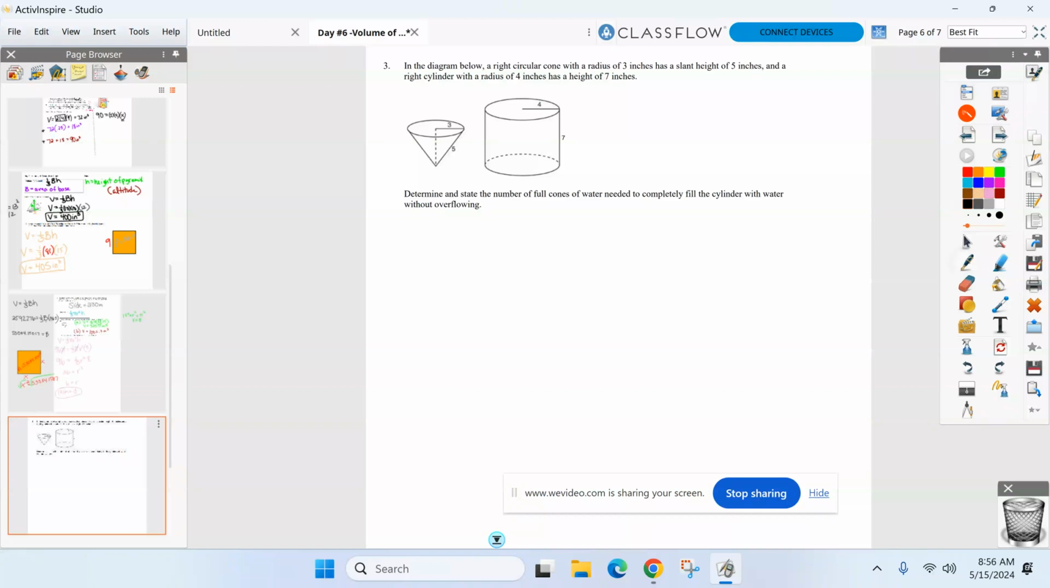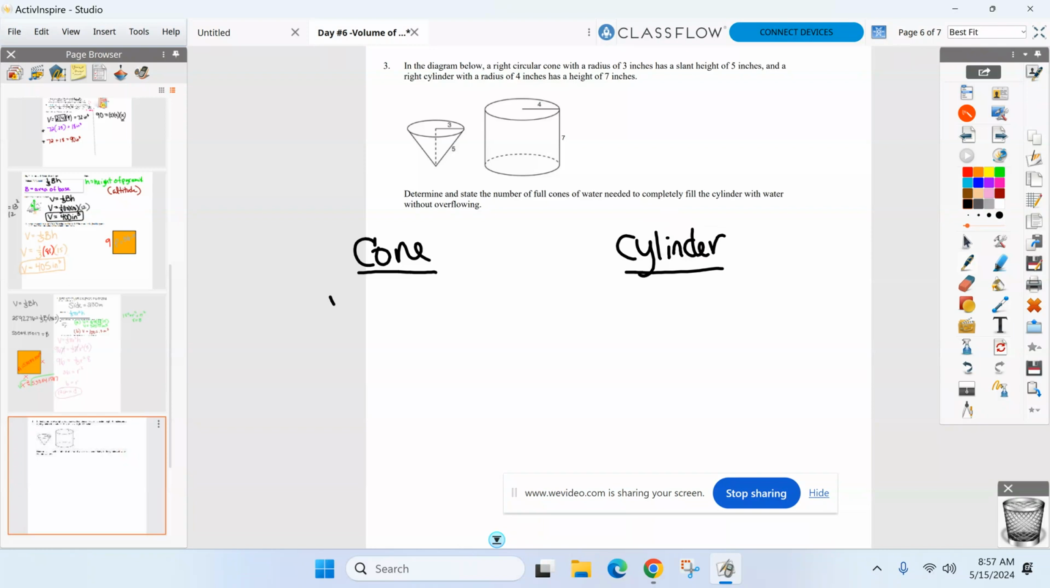And how do I know this is volume versus surface area? I'm pouring it inside, right? And I showed you guys yesterday, going inside, it's all volume. All right, so take a minute right now. You can go ahead of me if you need to. Find the volume of the cone and find the volume of the cylinder. And then we'll figure out how many cones could go into the cylinder.